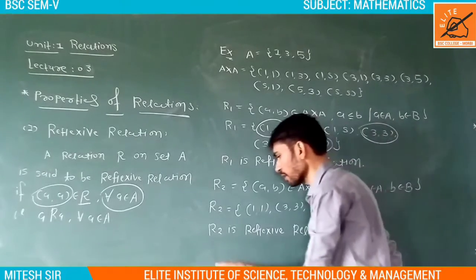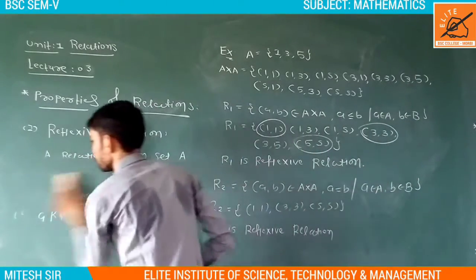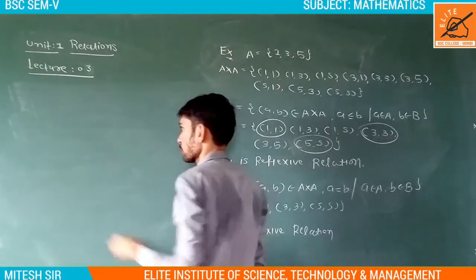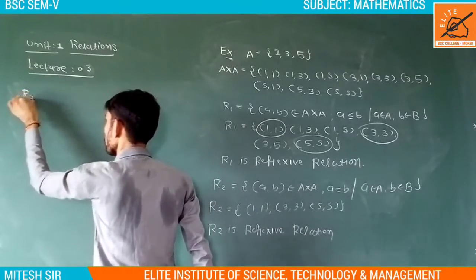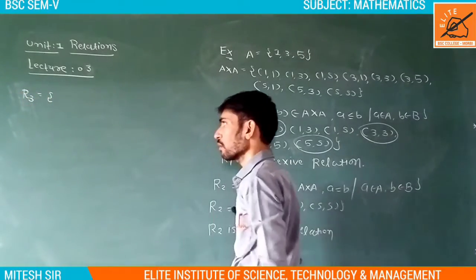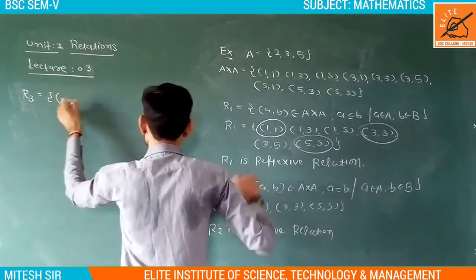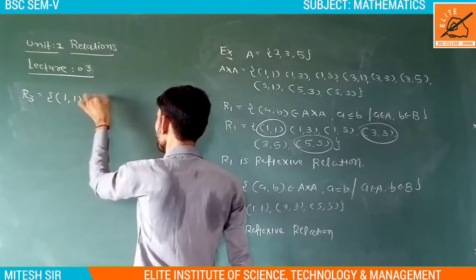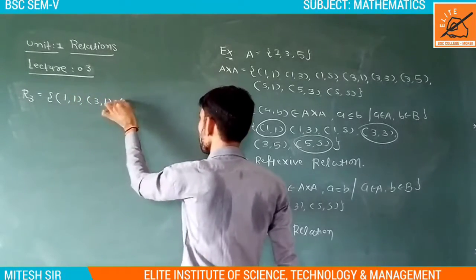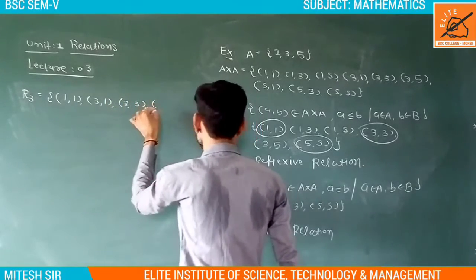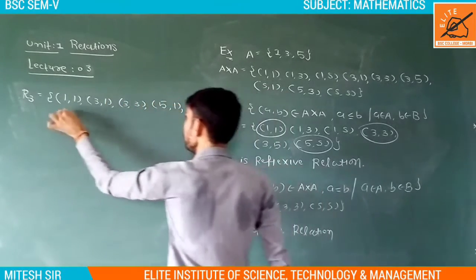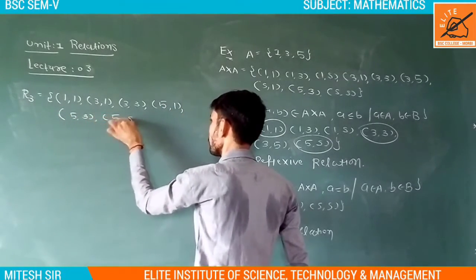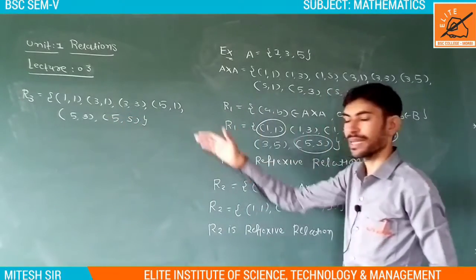Ready? Now we discuss another example. I directly write the ordered pairs in our relation R3. Suppose our relation contains the pairs (1,1), (3,1), (3,3), (5,1), (5,3) and (5,5). So now the question is, is it a reflexive relation?